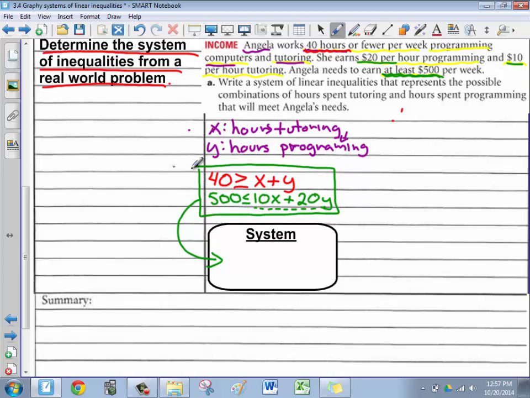So that's all we have for 3.4. 3.5 is going to go even a step further. We're going to focus on linear programming, which is actually going to help us maximize problems like this to create maximal profit or minimal cost.